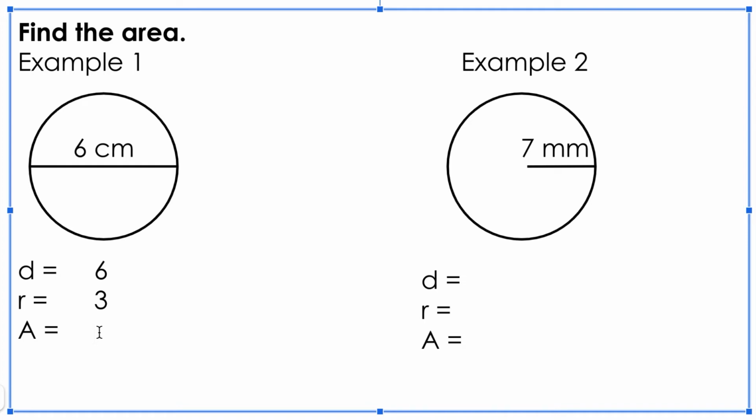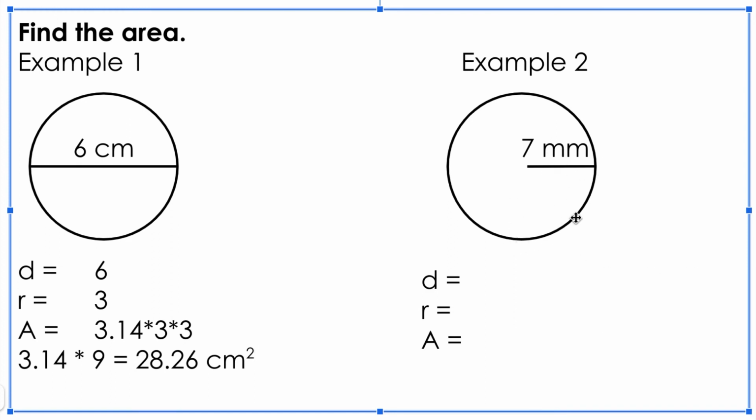All right, so I'm going to do 3.14 times 3 times 3. I know that 3 times 3 is 9. So I could also do 3.14 times 9 in my calculator. When I do that, I get 28.26. And then my units are squared because area is 2-dimensional, length and width.